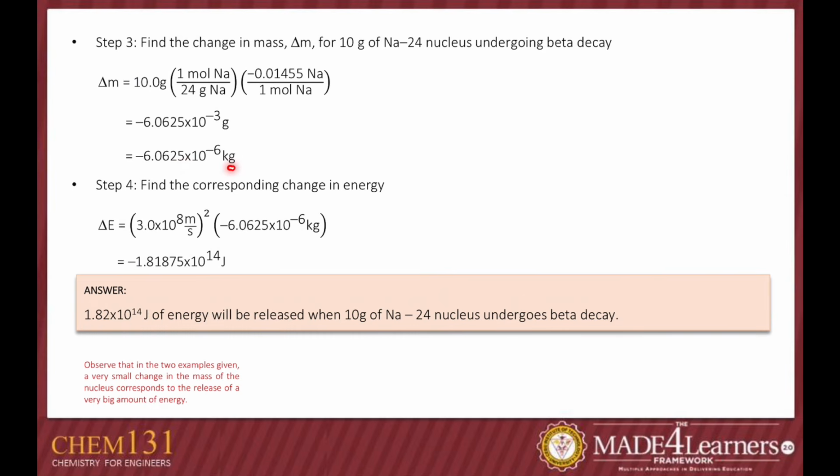And with this change in mass, ang iyang corresponding nga change in energy, just multiply it to the speed of light raised to the power of 2, and you'll be able to get 1.81875 times 10 to the power of 14 joules. And there is a negative sign indicating that it has been released. So gagmay kayo ang change, no, in the mass, pero dako kayo ang na-release nga energy. That's nuclear energy, class. It's really a huge amount of energy.